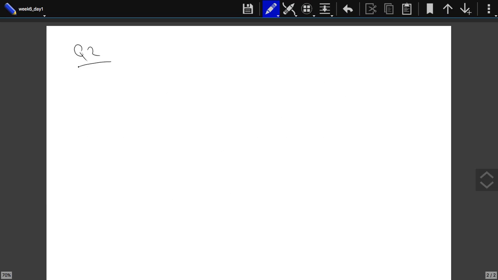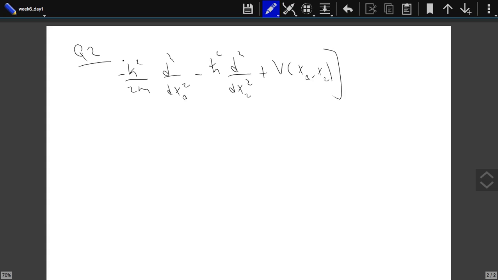Well, the second question was kind of trivial in the sense that we are studying this system: minus h bar squared d²/dx1² minus h bar squared d²/dx2² plus V(x1, x2), acting on psi(x1, x2). Most of you got this question correct. This should be equal to E times psi(x1, x2).